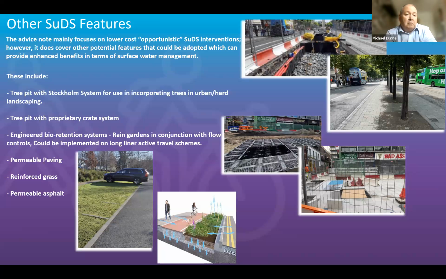So we've got tree pits with a Stockholm system. These are for incorporating into urban hard landscaping. We've got tree pits with proprietary crate systems, again excellent for increasing attenuation. We've also got engineered bioretention systems. These are rain gardens that are designed with flow controls that can be used for attenuation. And then we've also got permeable paving, reinforced grasses, and permeable asphalt, which I understand is going to be trialled soon in Dublin City Council.